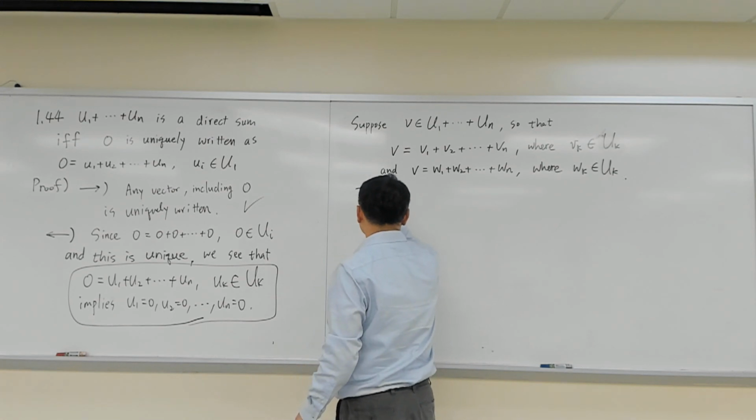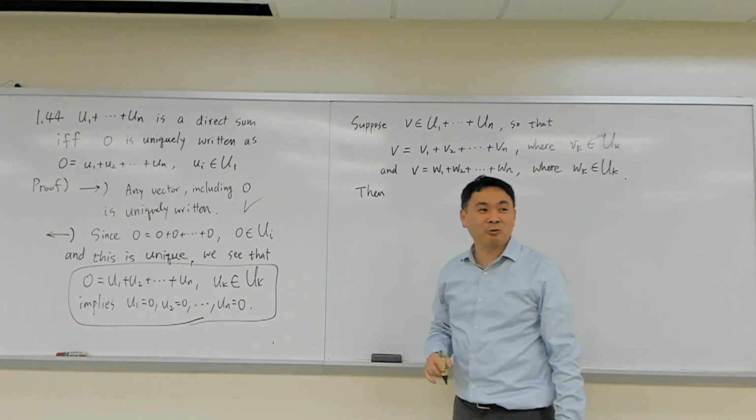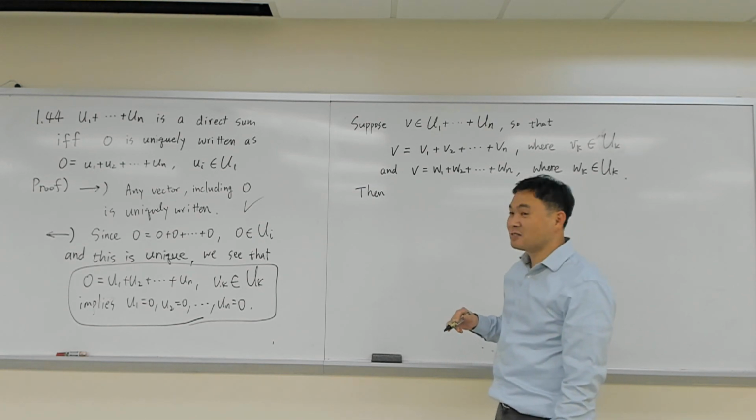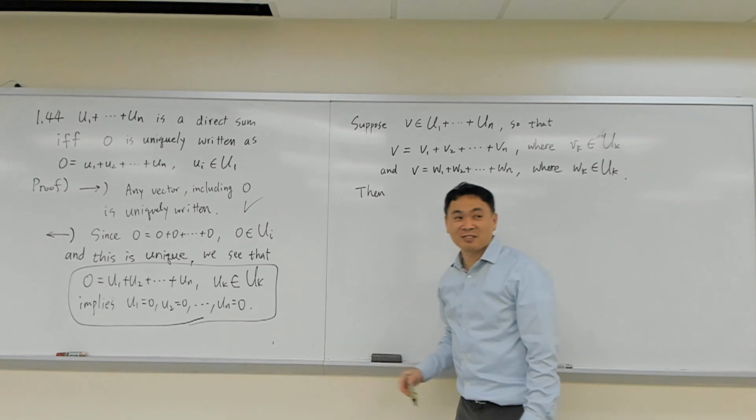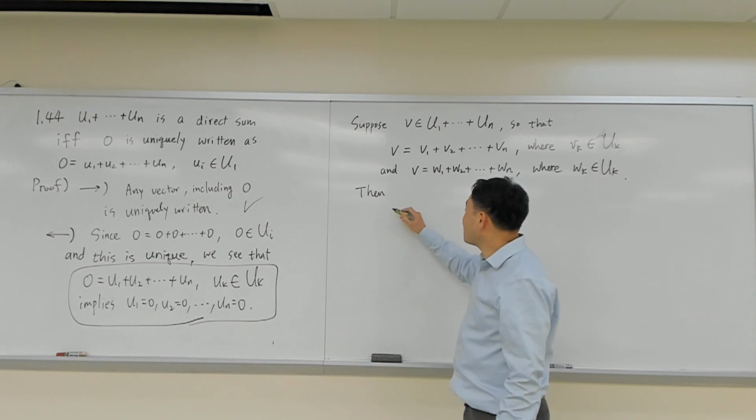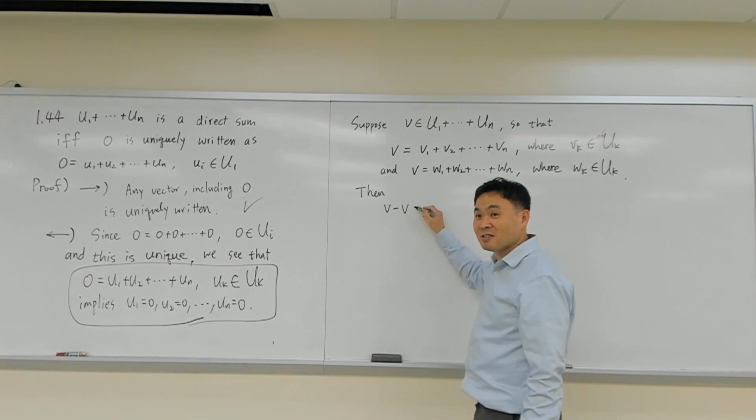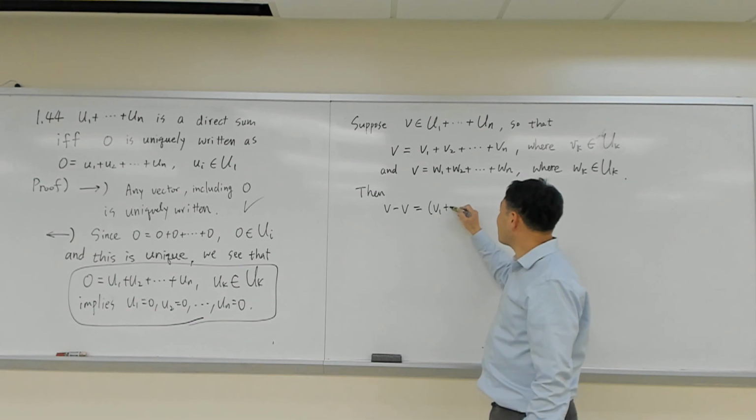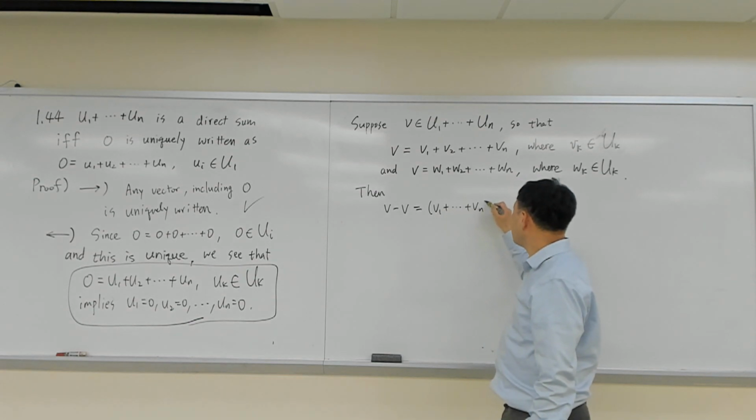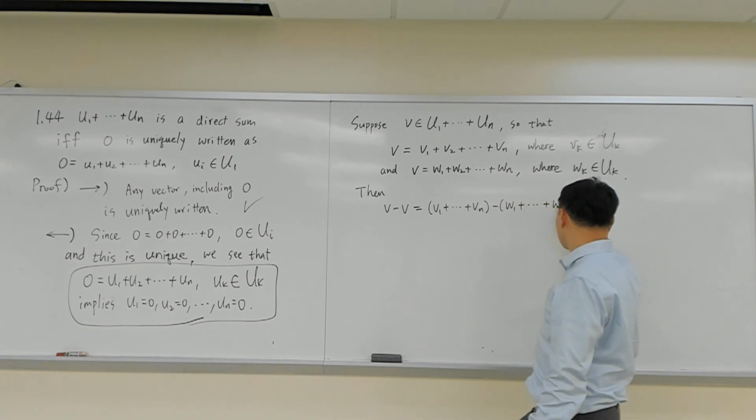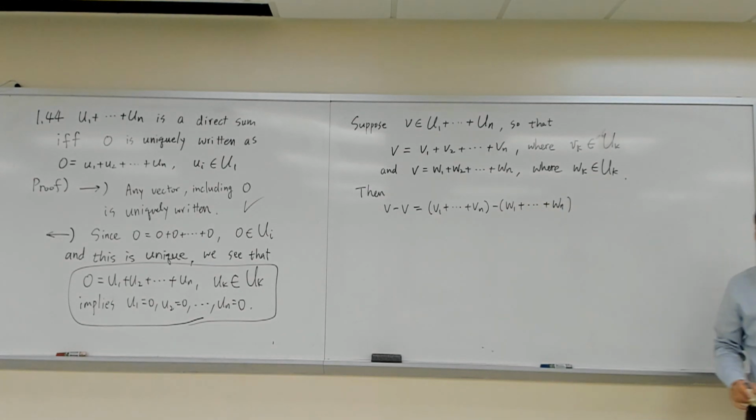Then, do you kind of see where I'm going with this? How would we finish this proof? How do I use this? Subtracting. You subtract and that's it, right? So then V minus V on one hand is V1 plus Vn minus W1 plus Wn, right?